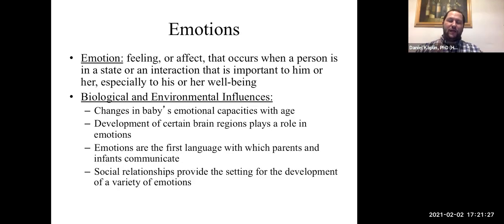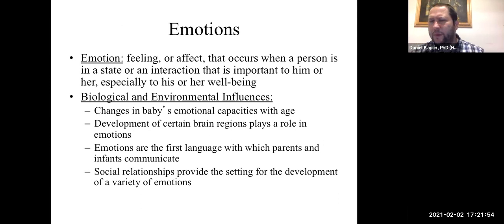Now I'm going to shift. All of that was cognitive development. Now I want to shift to socio-emotional development. So emotions or feelings or affect, right? Feelings happen on the inside. Affect is the outward expression of emotion that occurs when a person is in a state or interaction that's important to them.